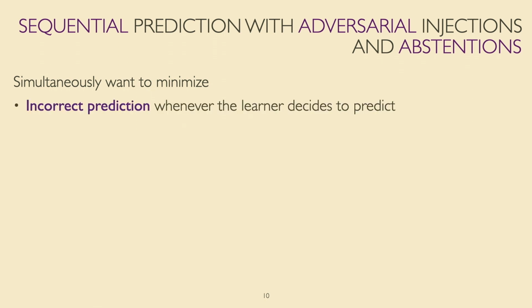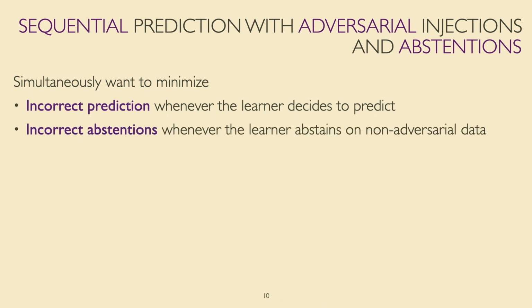The first is incorrect prediction. Whenever the learner does decide to predict, we don't want to make too many errors. Now this alone doesn't suffice because the learner could just abstain on everything, and that would be fine. So the other thing that we want is that incorrect abstentions should be small, which means the learner should not abstain too much on stochastic data that wasn't adversarially corrupted. So if the entire sequence was adversarial, the learner could abstain on everything. But if the entire sequence is stochastic, it should not make too many abstentions.